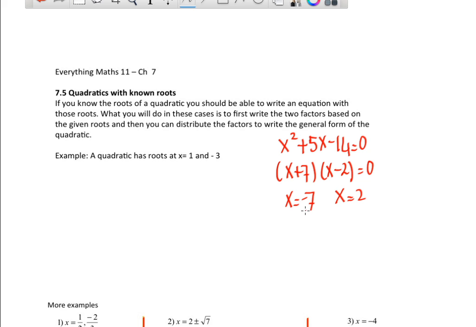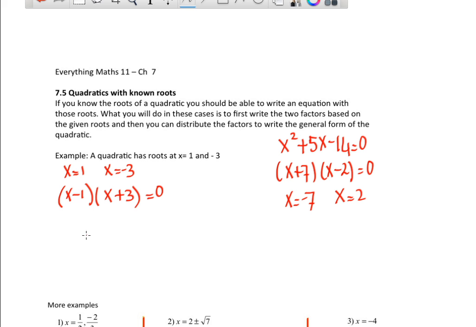Well, now I'm going the opposite way. If I give you the negative 7 as an answer or as a root, then x plus 7 is the factor that goes with it. And if it's x equals a positive 2, then x minus 2 is the factor. So if x equals 1 is the solution or the root, then x minus 1 is the factor. And if x equals negative 3 is an answer, then x plus 3 is the factor.